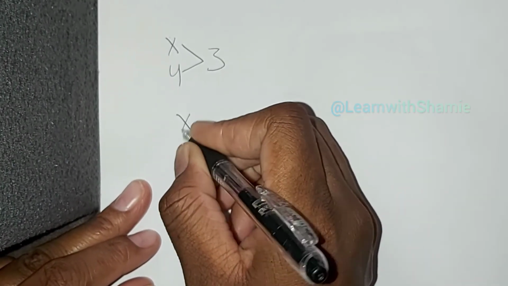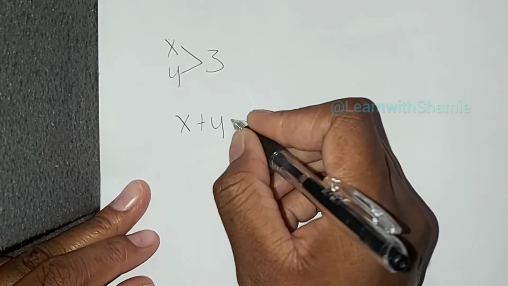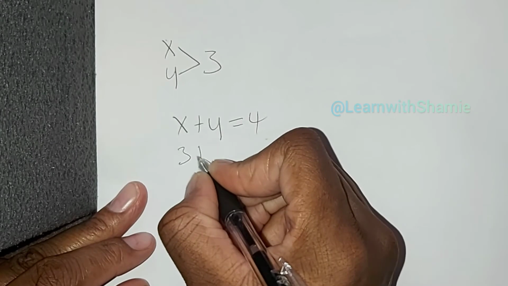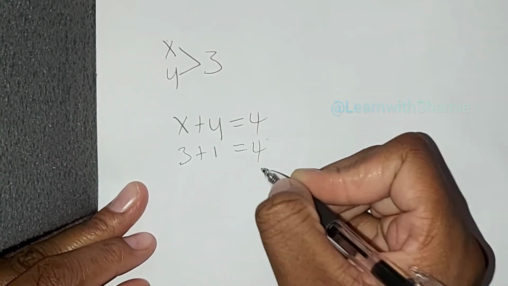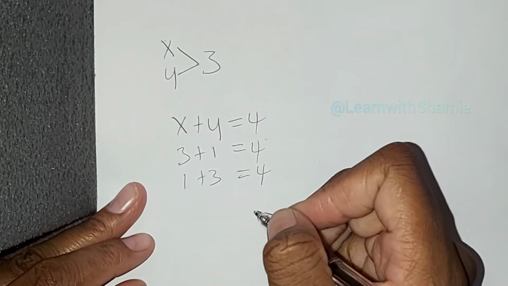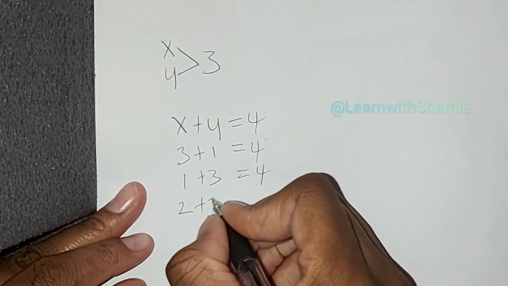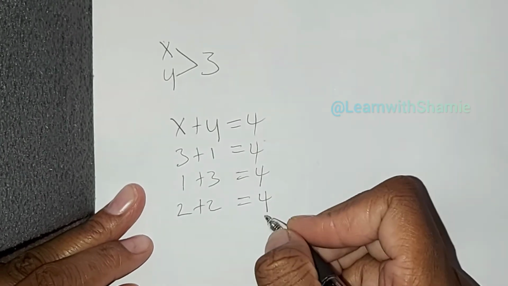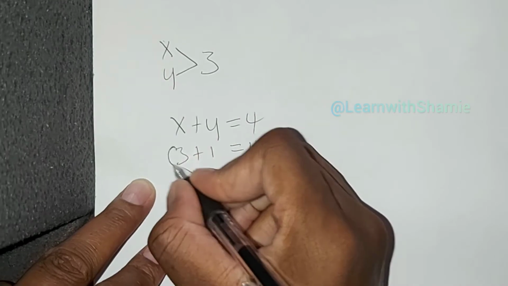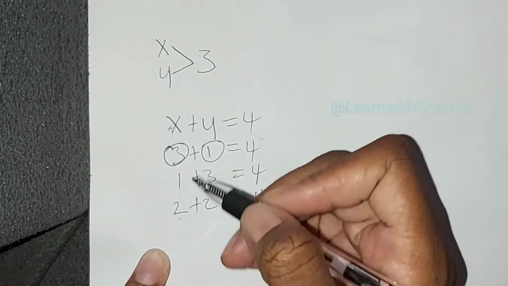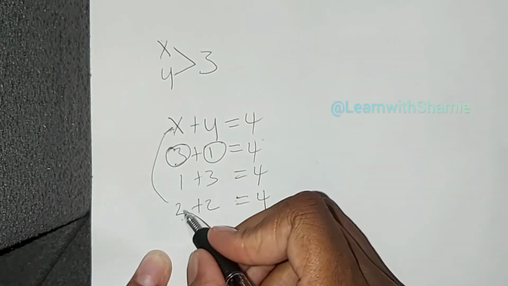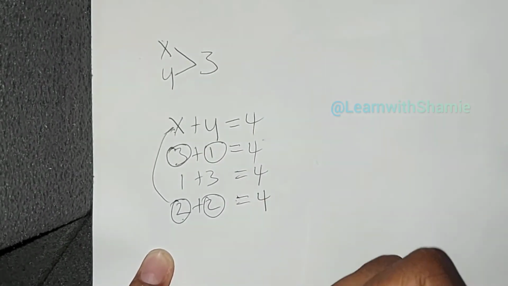So for example, x plus y is equal to 4. There's a possibility 3 plus 1 would be equal to 4 as well, and 1 plus 3 would be equal to 4. But also 2 plus 2 is also equal to 4. So even though different symbols are usually used to represent different values, there are times when you'll find that different symbols are of the same value.